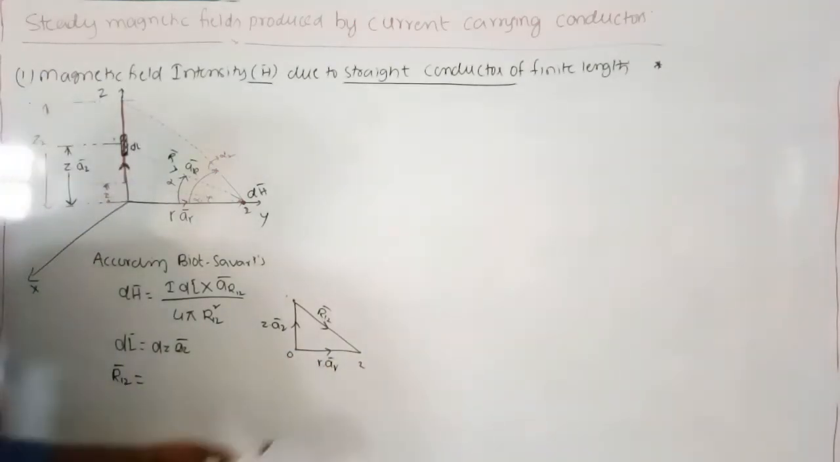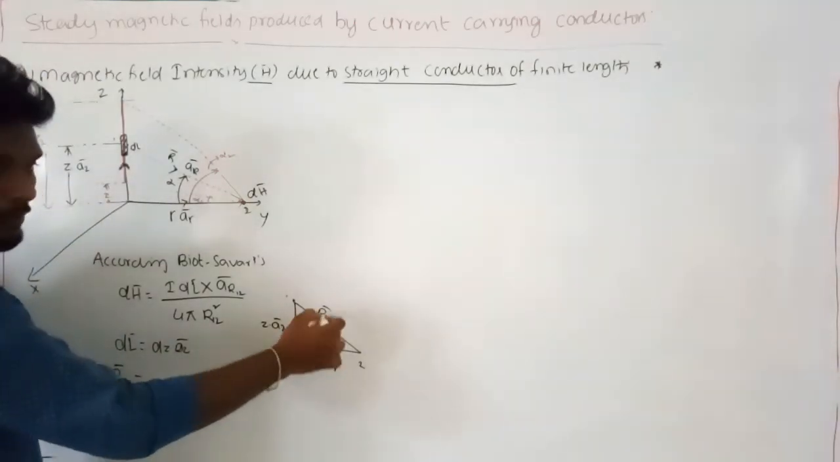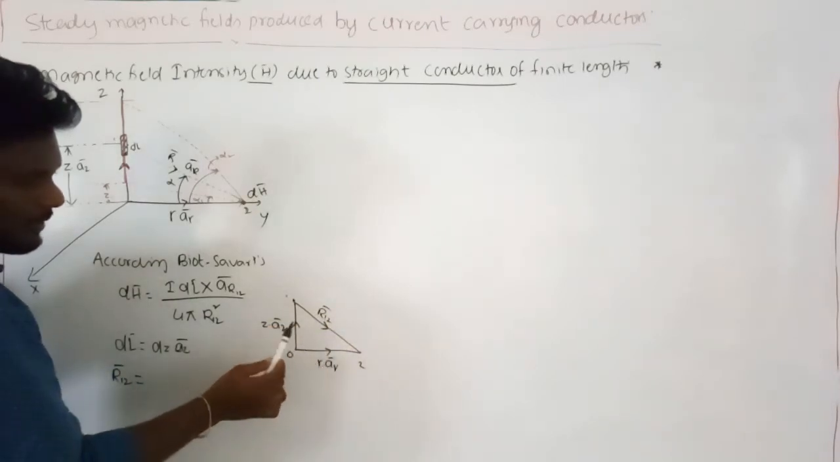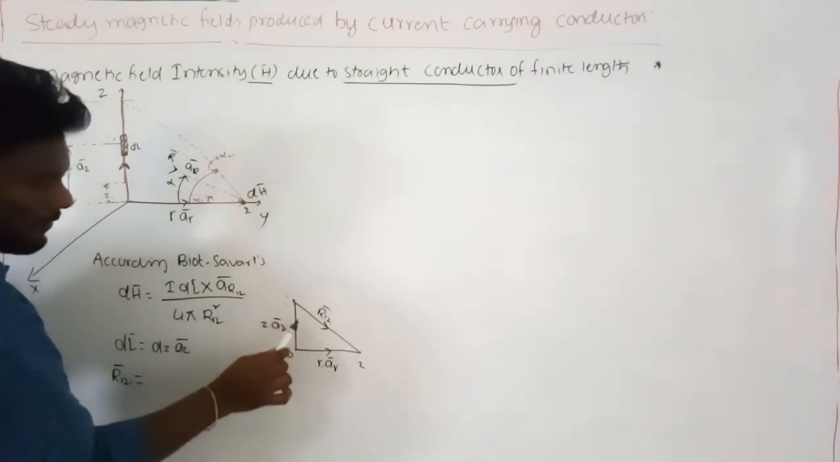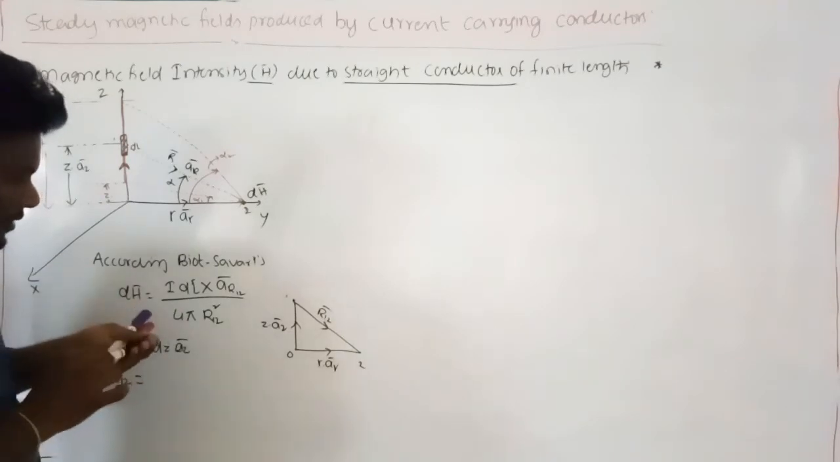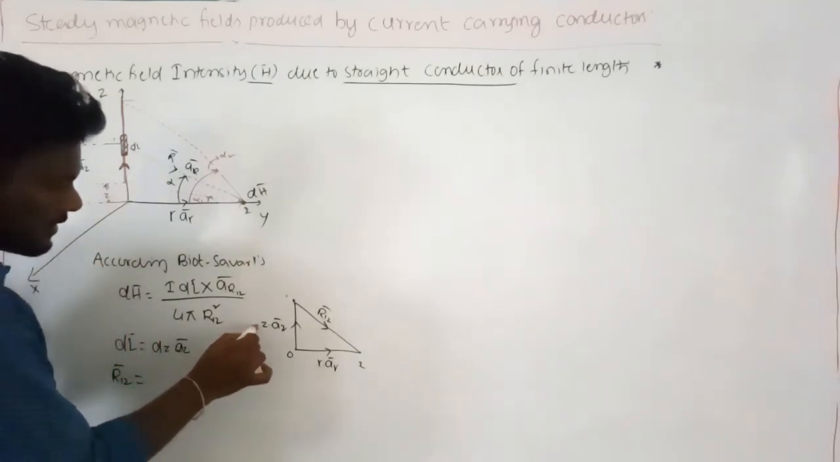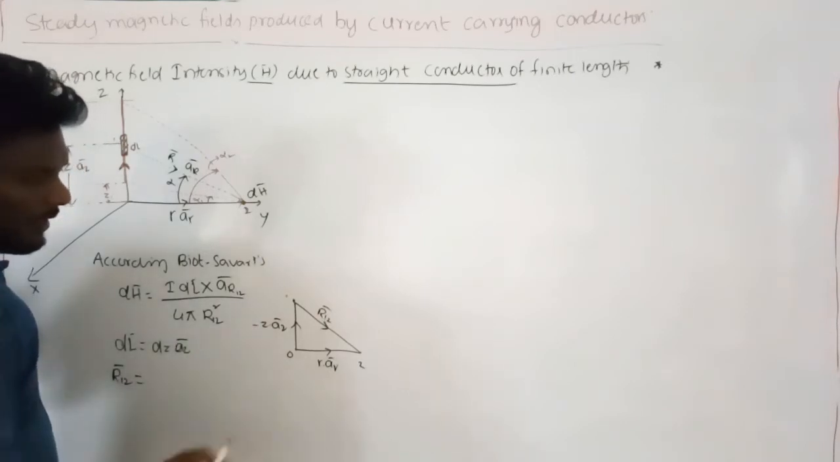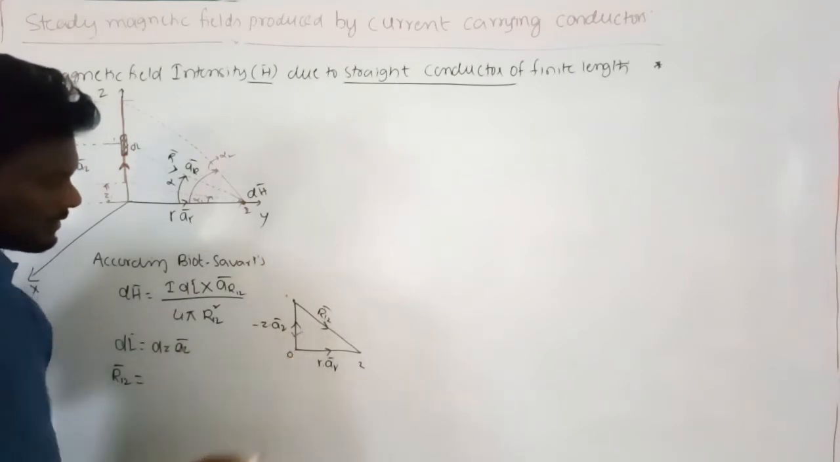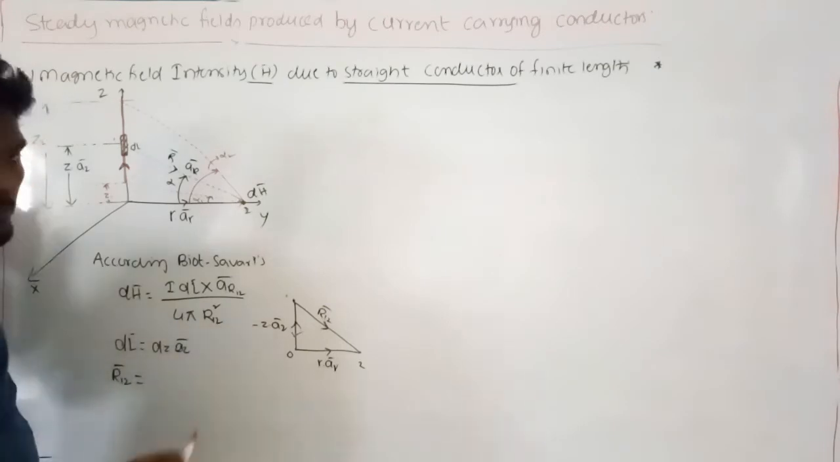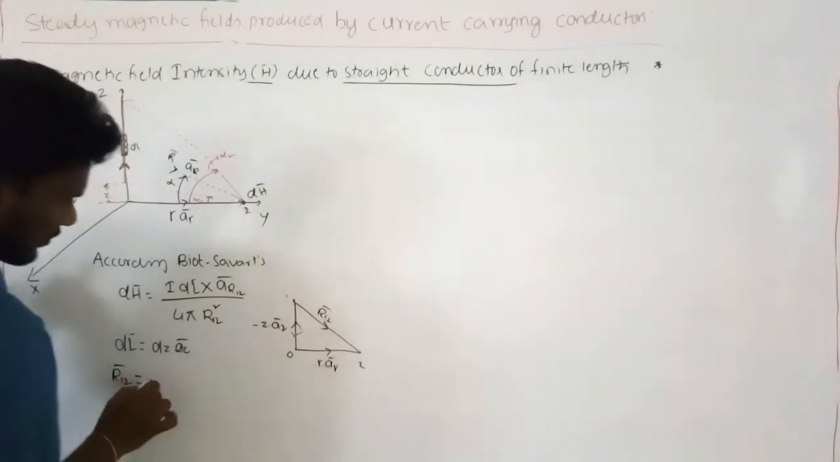Now, to add the resultant vector to get the r12 bar, these two vectors should be in the same direction. Unfortunately we don't have these two vectors in the same direction, so we need to change the direction of one component. That means I am changing the z into az bar direction by changing the direction with a negative sign, so that we can add these two vectors like this.